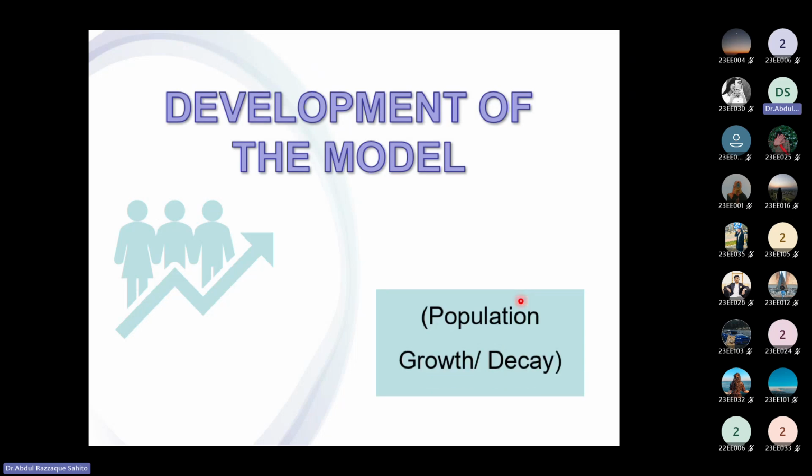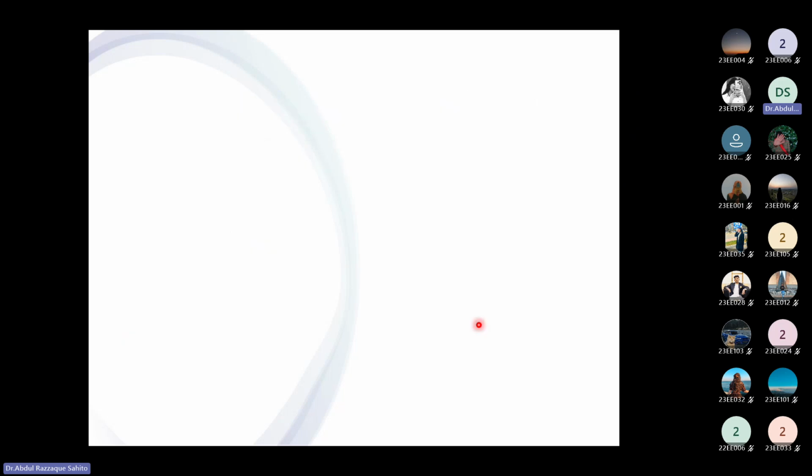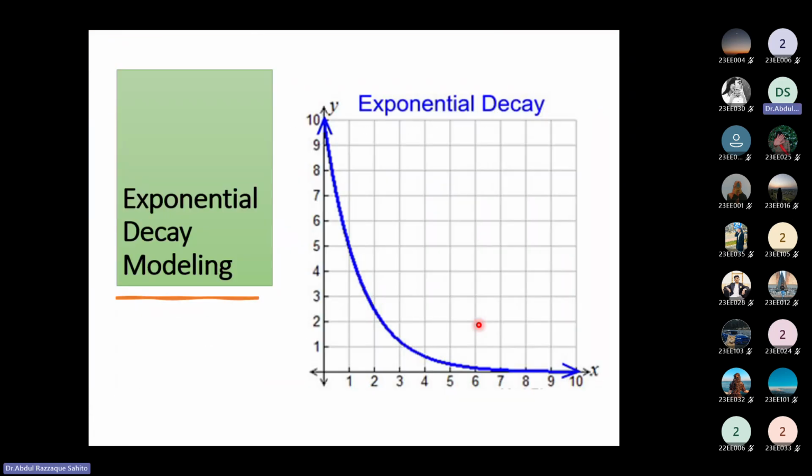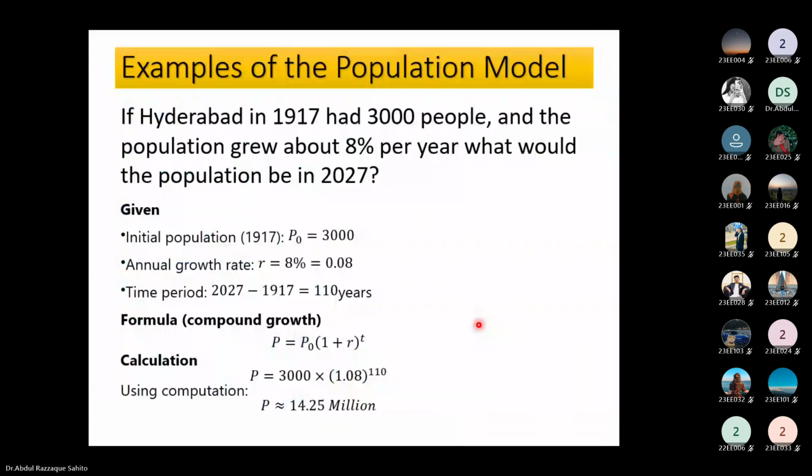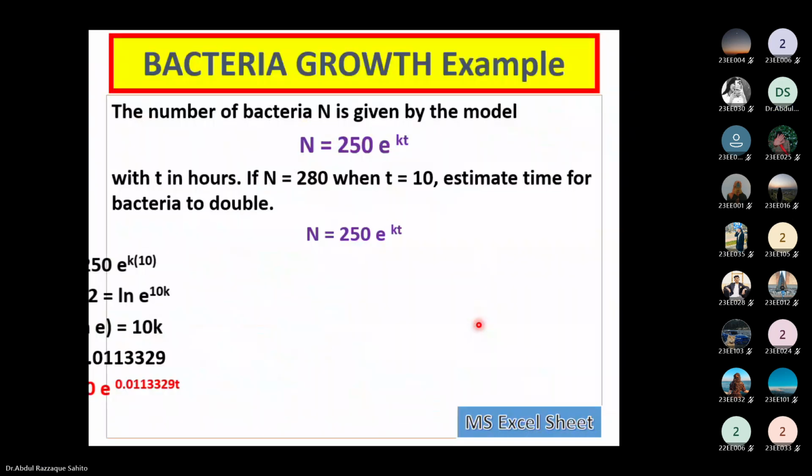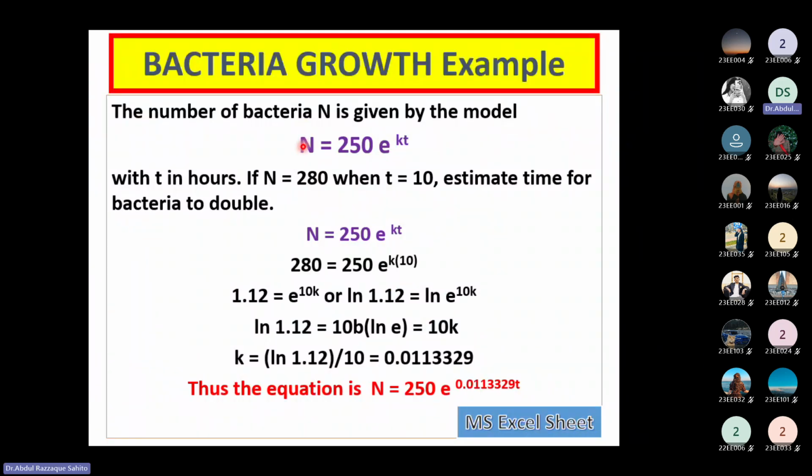Let's start developing a model. Which model? The model of population growth or decay. Previously I have shown you the models. Now let's learn how this model is created. This model that we learned at the beginning, the model with n, n equals n0 e to the power kt. We have used this model.